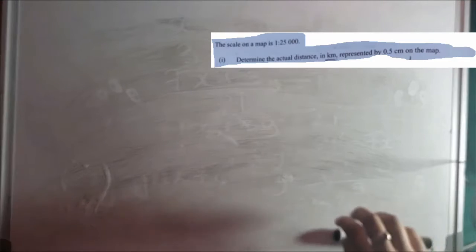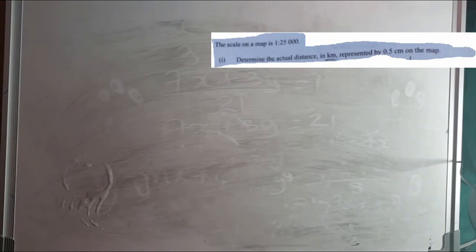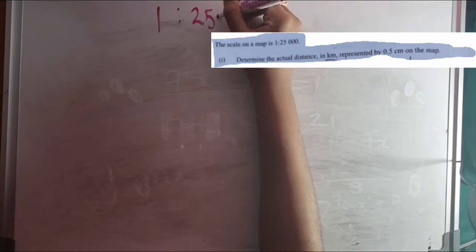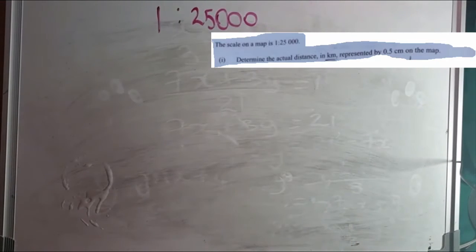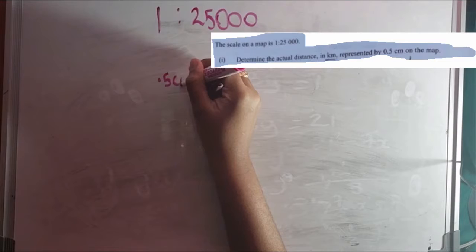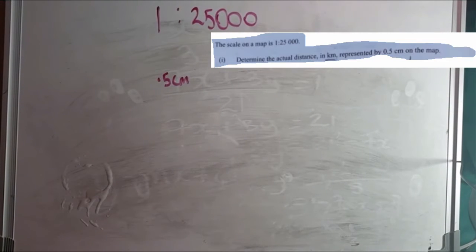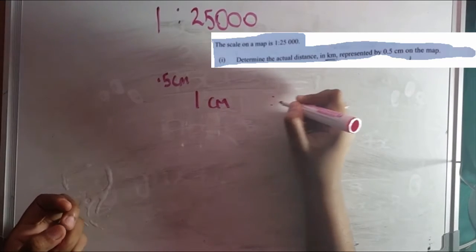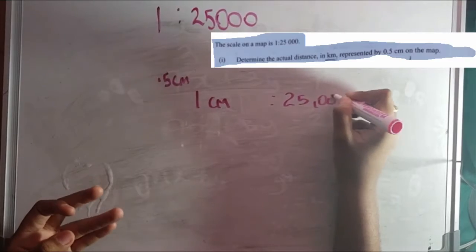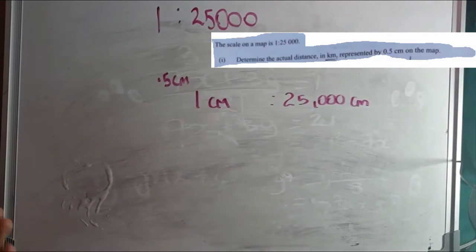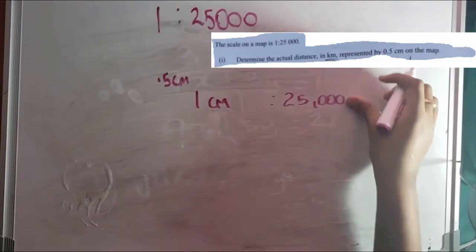A map scale is 1 to 25,000. We're being asked to determine the actual distance in kilometers represented by 0.5 centimeters on the map. Okay, so we know that 1 centimeter on the map is going to be equal to 25,000 centimeters in real life.